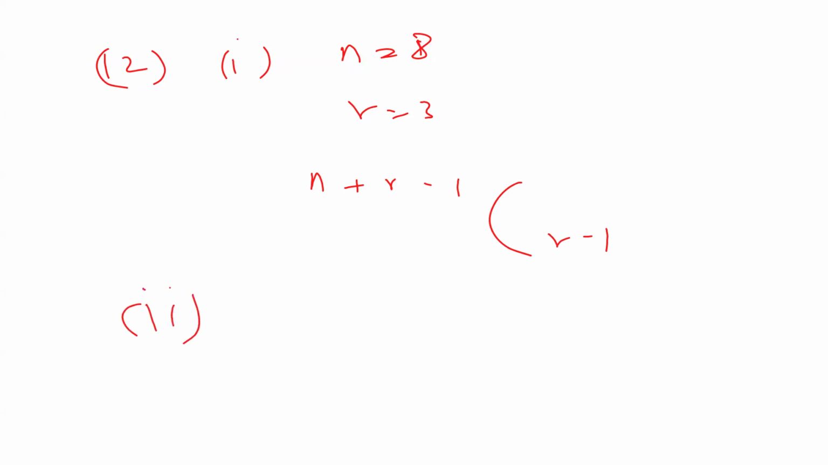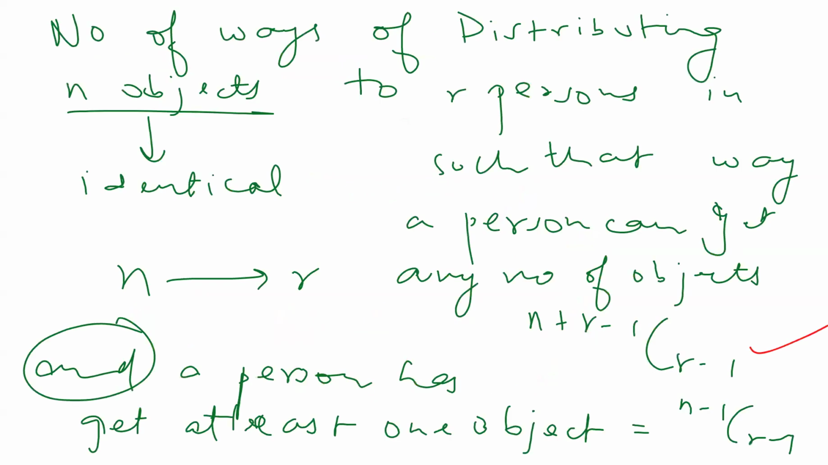Second one, there are 5 rupee 1 coins. N is equal to 5. And persons are also 5. Again, this formula, because rupee 1 coins are identical. This formula is only for identical objects.